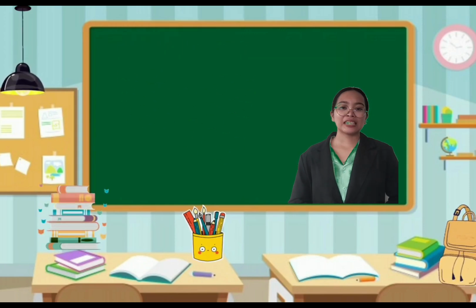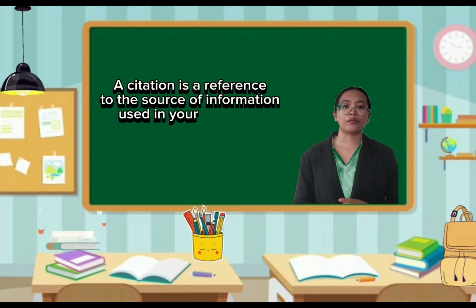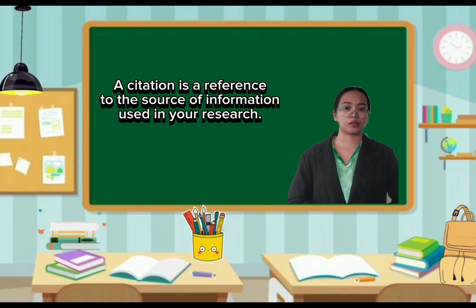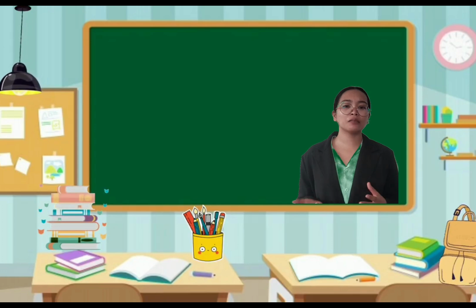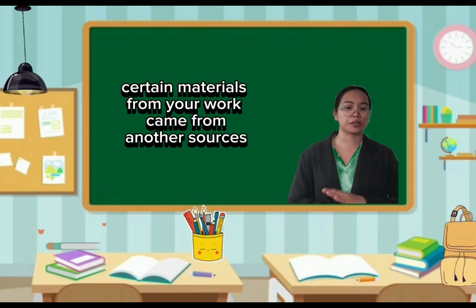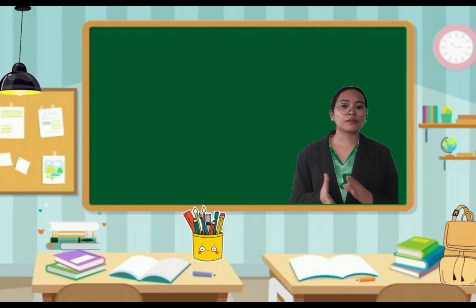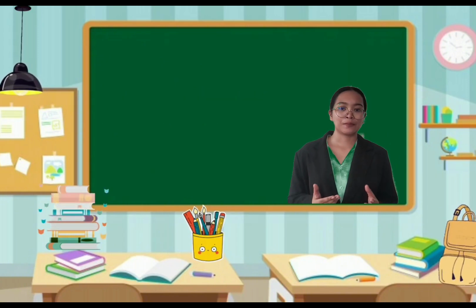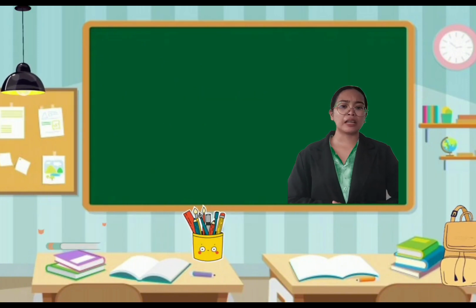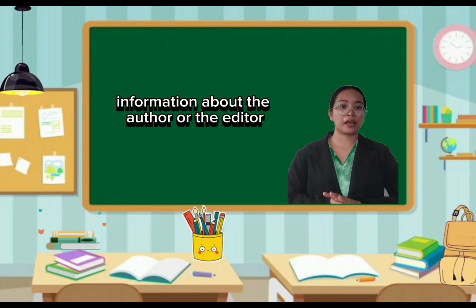So, citation is a reference to the sources of information used in your research. A citation is a way you tell your readers that certain materials in your work came from other sources. That gives your readers the necessary information to find that source again. Citations may include information about the author or the editor.